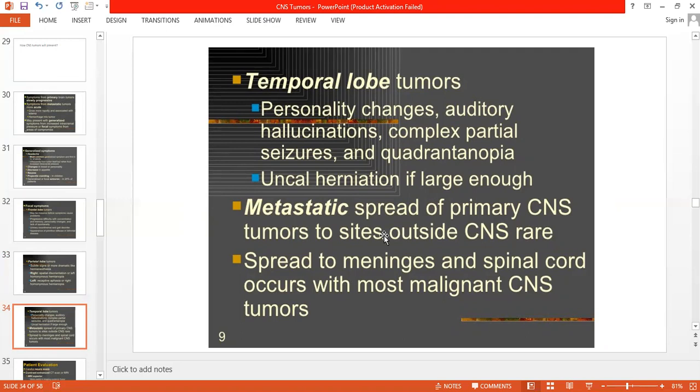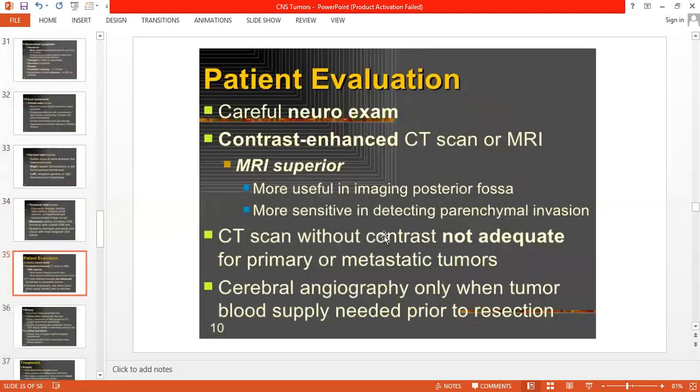Metastatic spread of primary CNS tumors outside the CNS is very rare. Spread to the meninges and spinal cord occurs with most malignant CNS tumors.